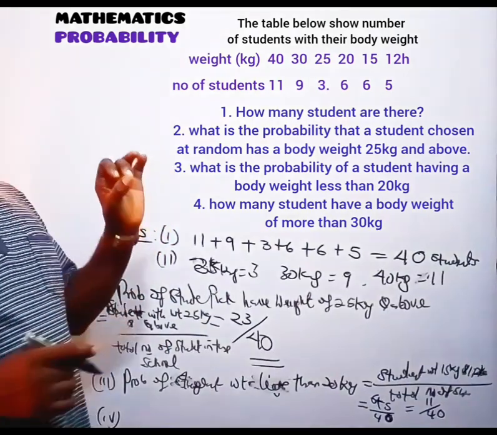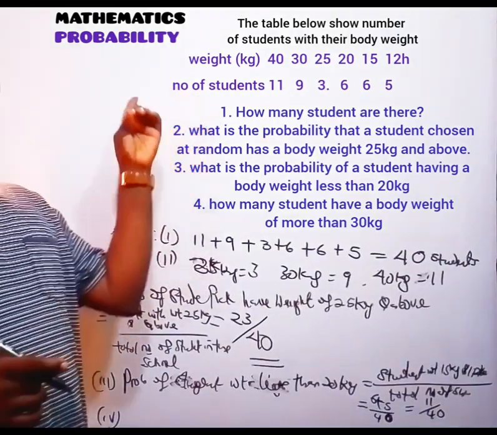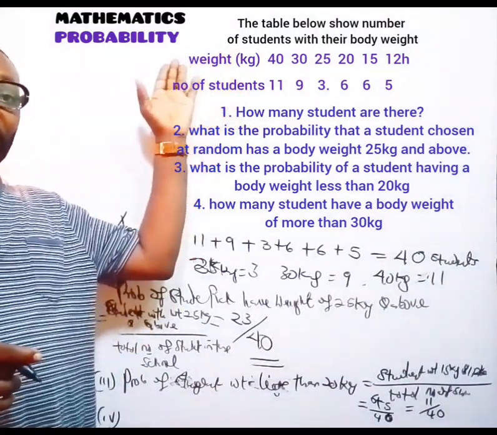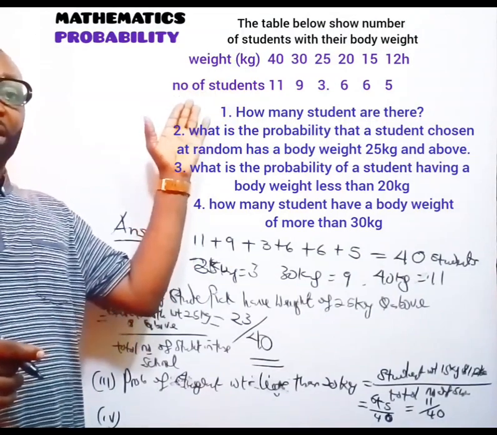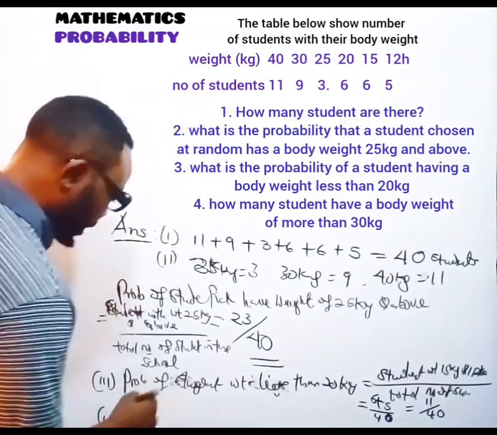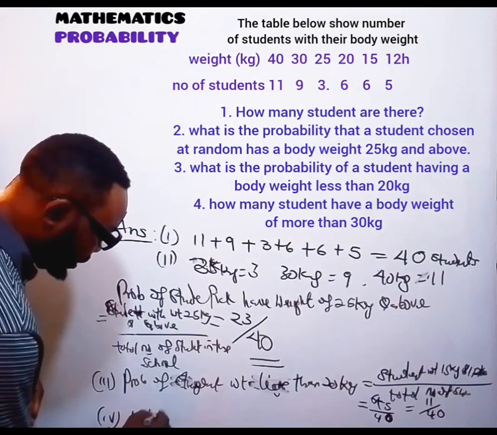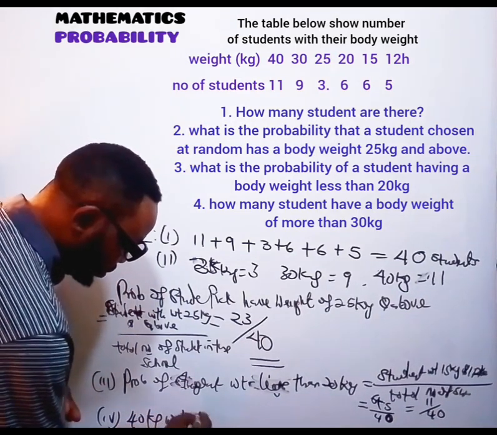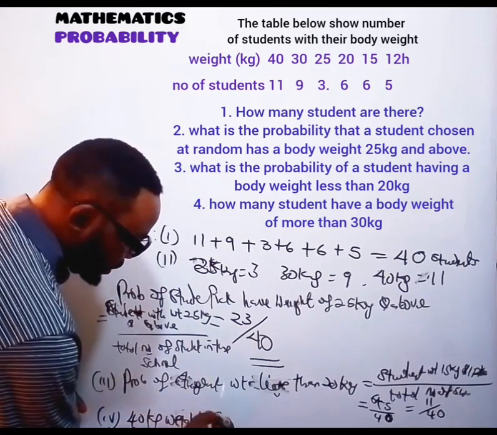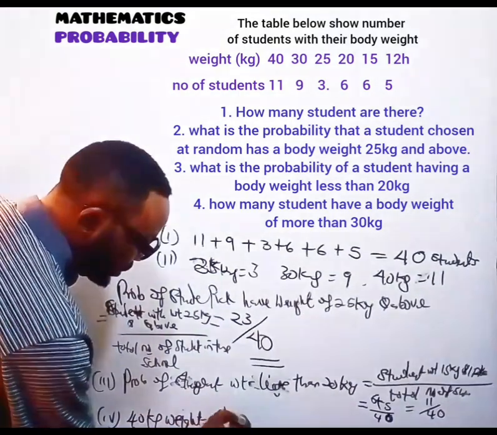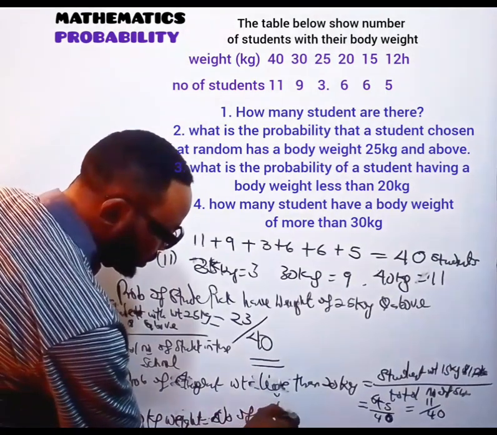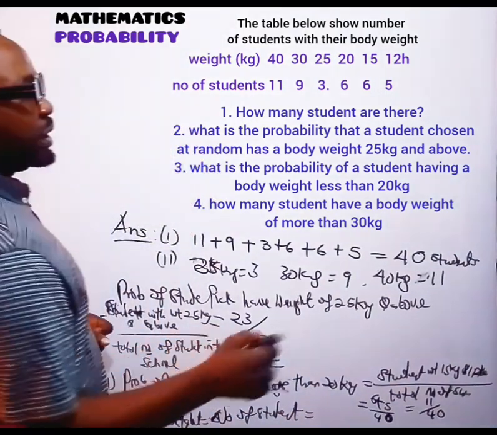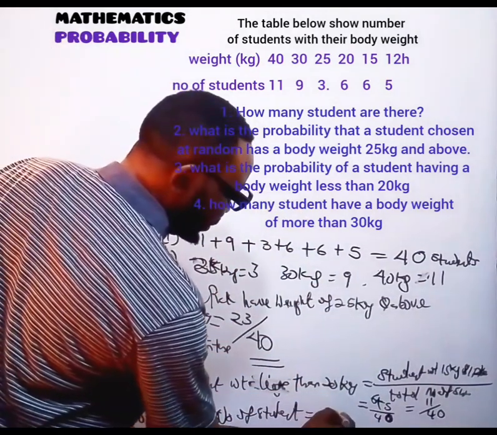If you look at our table here, only 40 kilogram weight is higher than 30 kilogram. And how many students have that 40 kilogram weight? So the number of students with 40 kilogram weight is 11 students.